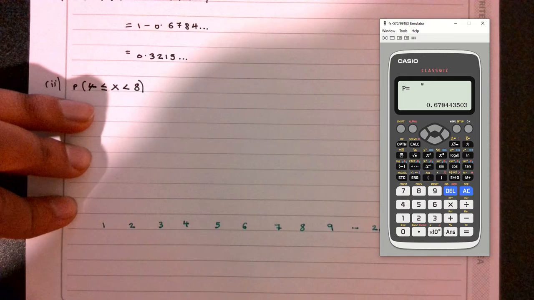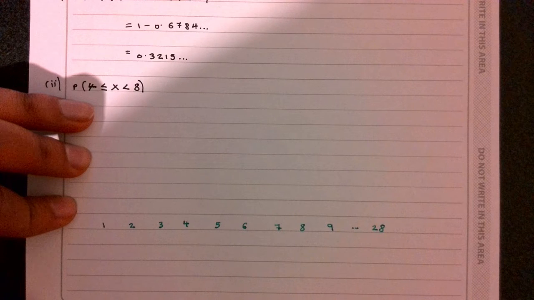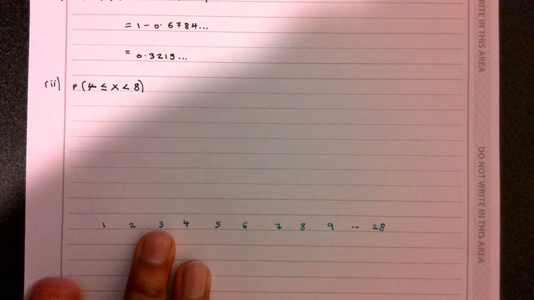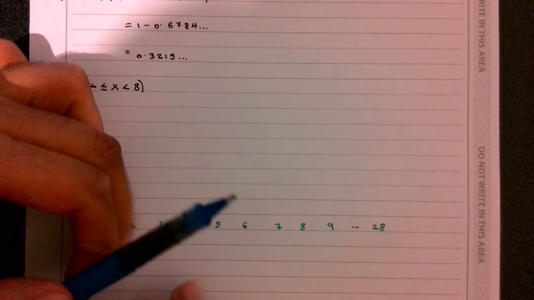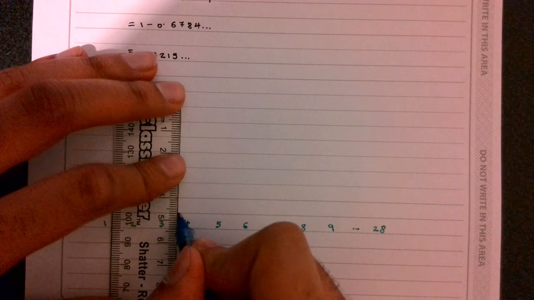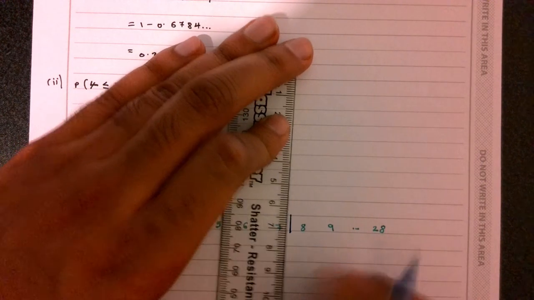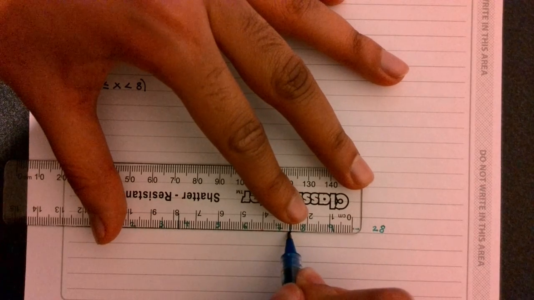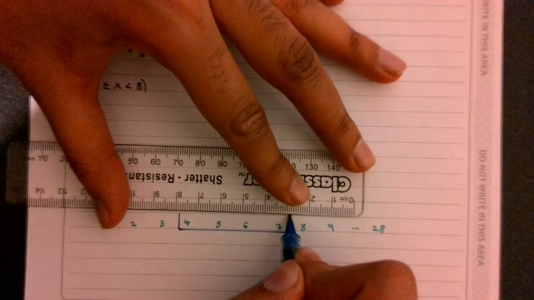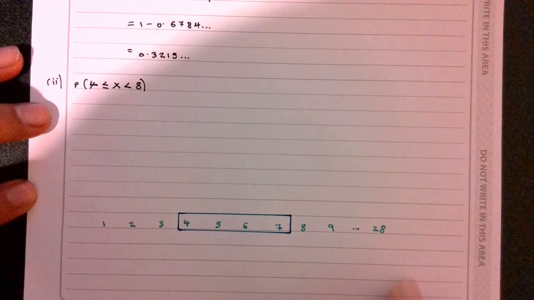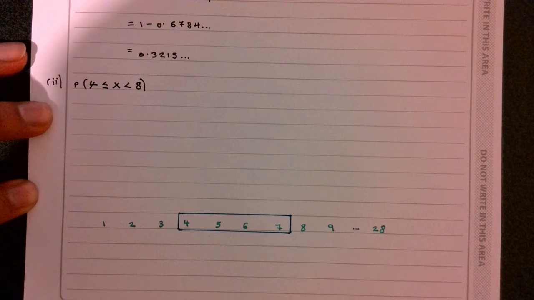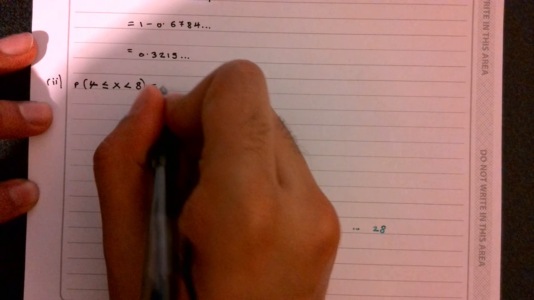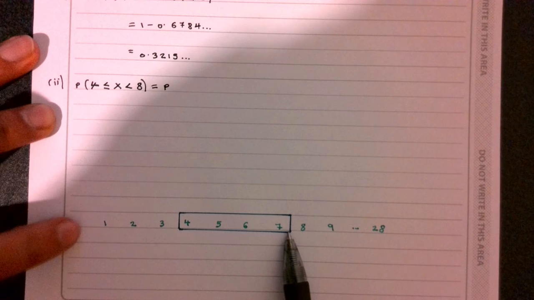If we draw this out, we're looking over here where x is greater or equal to 4 but less than 8. So we're looking at the x values shown over here. This is all we want. So in terms of what we have to do to work out this problem, this is the same as the probability that x is less than or equal to 7.